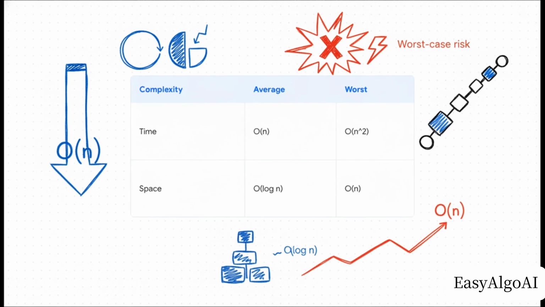Let's take a look at the final metrics here. Quickselect achieves a truly fantastic O of n average time complexity, mostly because we're essentially cutting our search space in half with every single recursive call. But I definitely have to warn you about the dangerous O of n squared worst-case risk. If your random pivot selection is just extremely unlucky and consistently gives you these terribly unbalanced partitions, your performance is going to tank. As for space complexity, it's super lightweight, averaging just O of log n for the call stack.